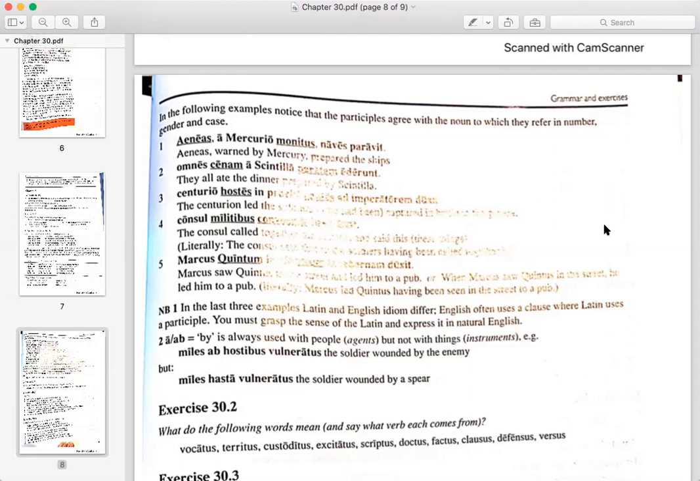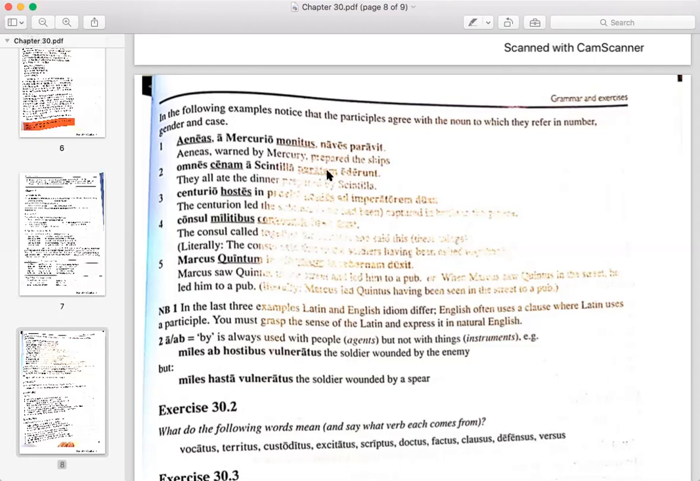Number 2, they all ate the dinner prepared by Scintilla. You could say they all ate the dinner having been prepared by Scintilla. So notice that cenam agrees with paratam. They are both feminine and accusative and singular. In this case, paratam you could conceive of it like an adjective agreeing with cenam. The dinner prepared by Scintilla.